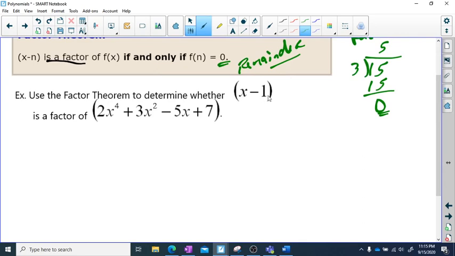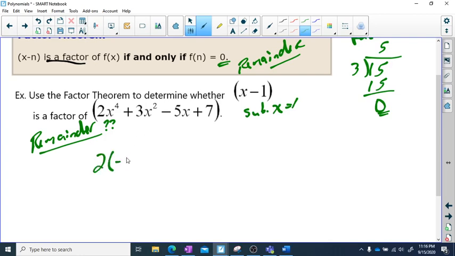I'm checking to see, is x take away 1 a factor of this? Well, what I'm going to do is check for the remainder. If the remainder is 0, it's a factor. If the remainder is not 0, then it's not a factor. Well, if I'm dividing by x minus 1, I'm going to substitute x equals 1. That's what the remainder theorem says to do.